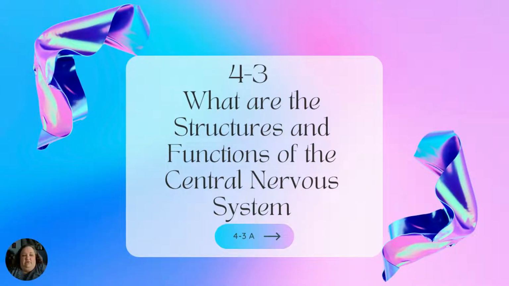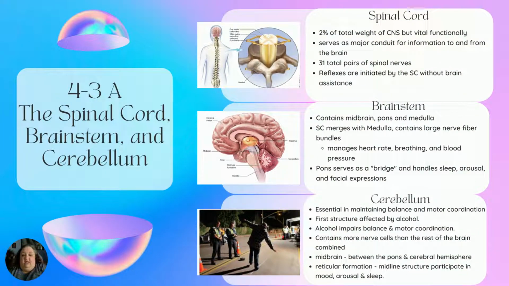All right, so 4-3 is looking at the structures individually and their functions as part of the central nervous system. There are a lot of these, so if you need to pause and take notes, feel free to do that because this is pretty dense material and it's a lot to cover. So the first section is the spinal cord. That's actually about 2% of the central nervous system, but it has a central function: to send and receive messages.